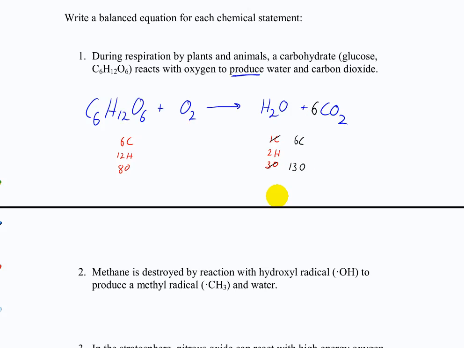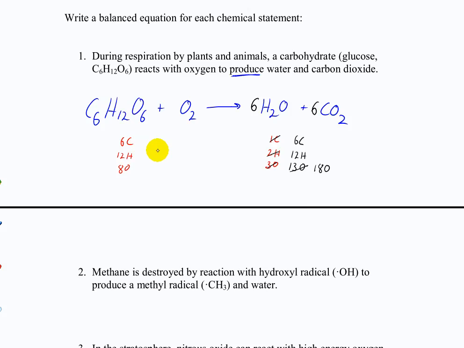So let's balance hydrogen next. We have 12 over here and 2 over here. So what do we have to put in front of the water? 6. Okay, that'll give us those 12 hydrogen, but that also changes our oxygen again. So we now have 18, right? So now we've got 8 on the left and 18 on the right.